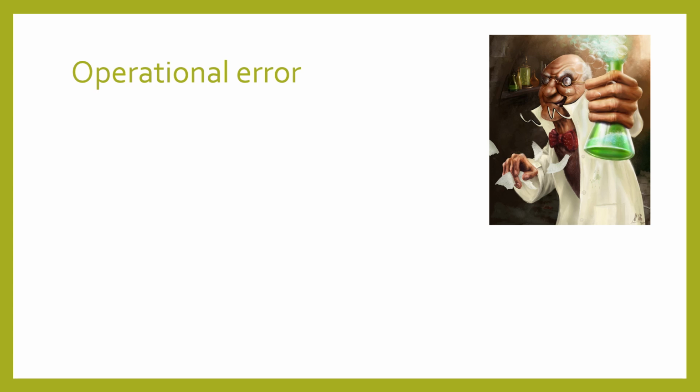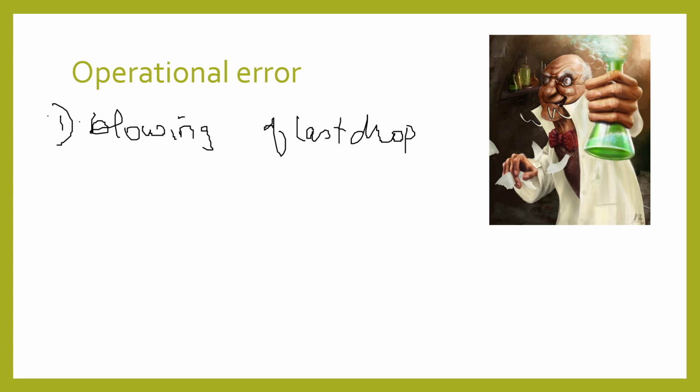Now, operational errors we all do in the lab. Various types of errors you do in the lab. For example, the last drop of the pipette. Whenever you are working with the burette or pipette, you suck in the solution and you throw the last drop. You blow out. You are always in a hurry, right? So you blow out the last drop of the pipette, which is wrong. The pipette is made in such a way that you don't have to blow the last drop. Blowing the last drop of a pipette is an operational error.